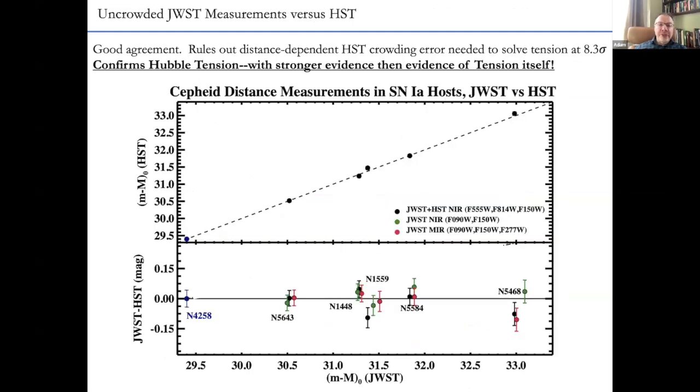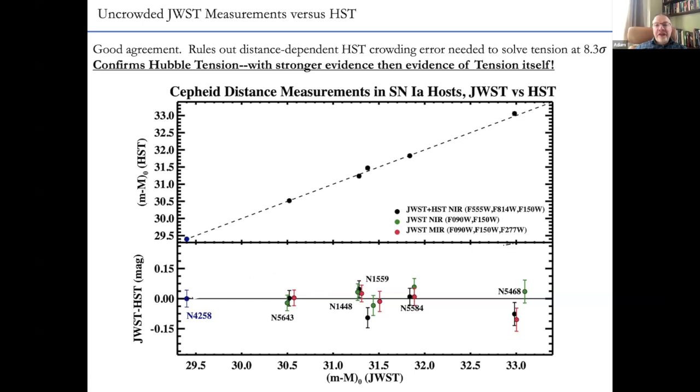However, when it comes to the Hubble tension, it has not changed the story. Really, it's reaffirmed it. And that's because the distances we get as measured with JWST here on the x-axis and HST on the y-axis are in very good agreement. On the bottom, I'm showing the residuals in a couple of different bandpass systems. And you can see the agreement is very good.